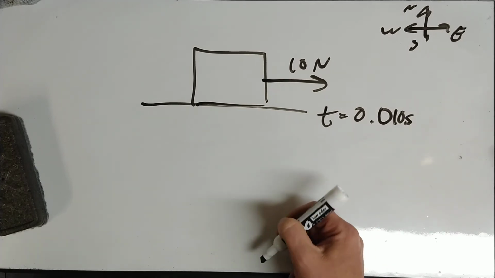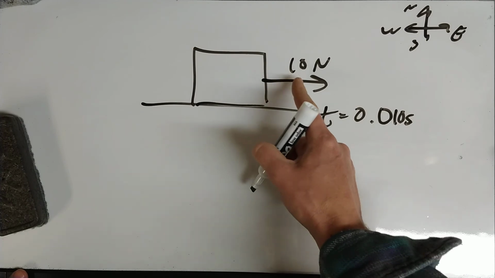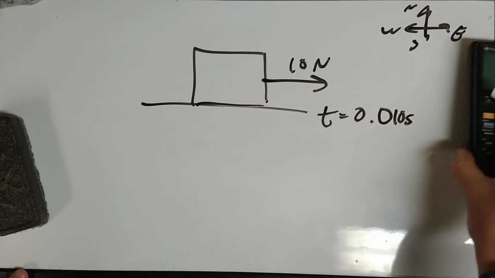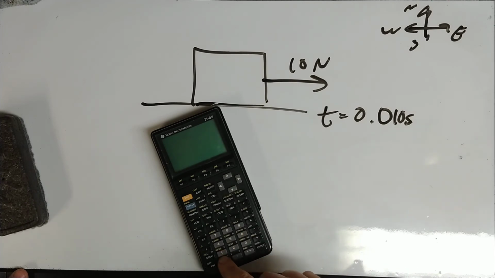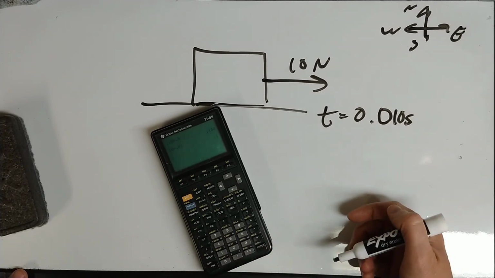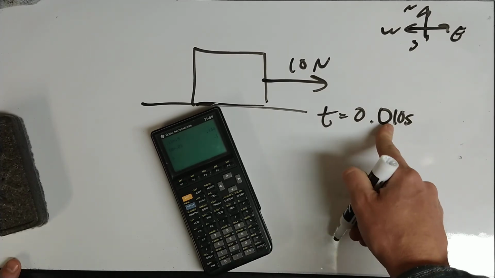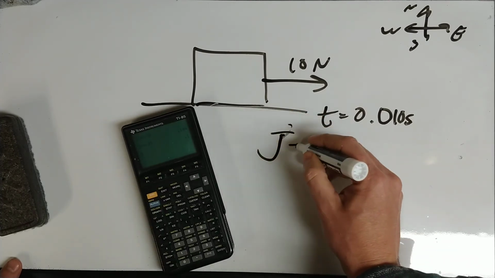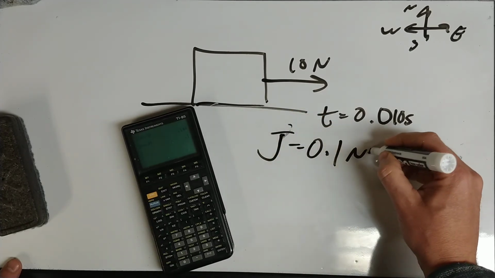All right, so this would be an impulse of 10 times 0.01, right? Just as a sanity check, let's type it in our calculator so we don't mess it up. 10 times 0.01. Oh, look at that, 0.1. You just move the decimal over. So the impulse here would be 0.1 Newton seconds.